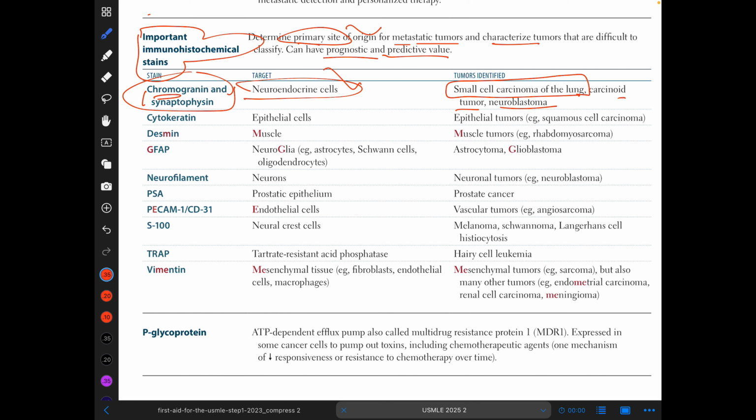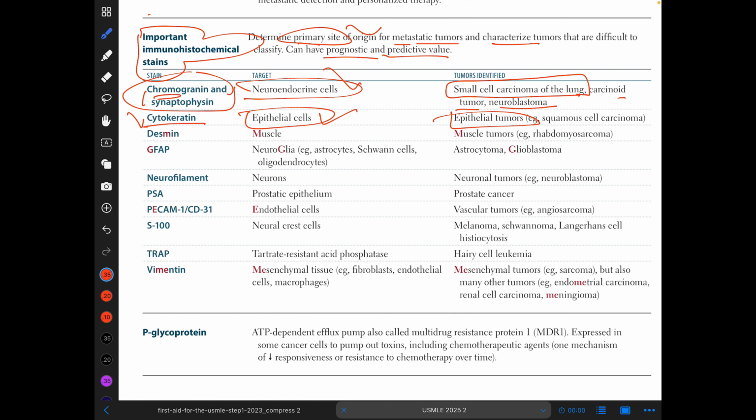The second is cytokeratin. Cytokeratin is an epithelial-specific marker. Epithelial-specific stains target epithelial cells. So any cancer or malignant tumor that is a carcinoma related to epithelium will stain with cytokeratin, and it will detect epithelial tumors, carcinoma, etc.